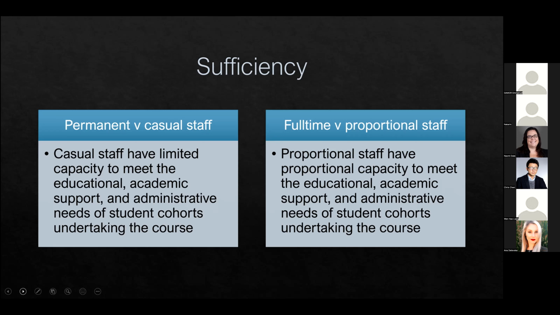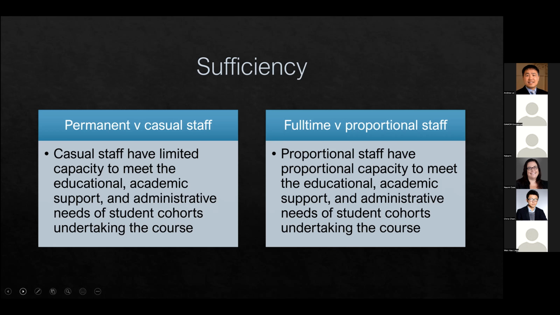The second element is in regards to full-time and proportional staff. And again, just to re-emphasize here, proportional staff have proportional capacity to meet the educational, academic support and administrative needs of student cohorts undertaking the course. That is, if we have a full-time, like a 1.0 staff member, they've got one proportion to be able to provide that educational, academic support and administrative needs for the student cohorts, versus a 0.5 has half that capacity to do that. And so again, we just need to be sensitive to these elements of sufficiency when we're looking at the staff numbers, also their appointment within that space.